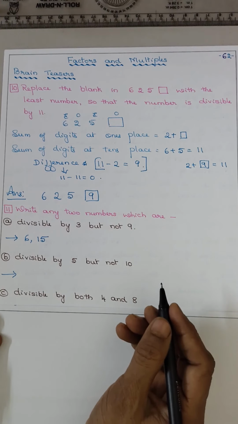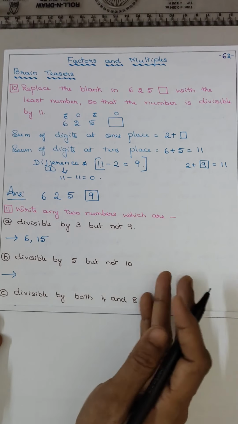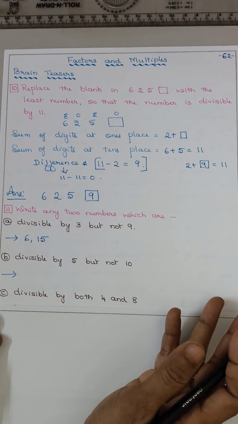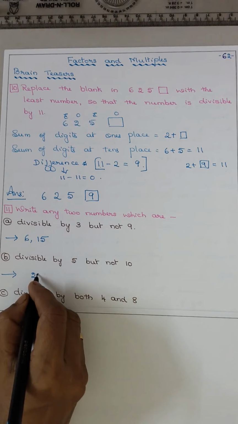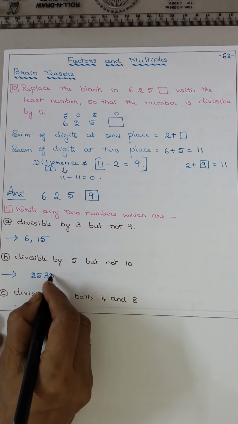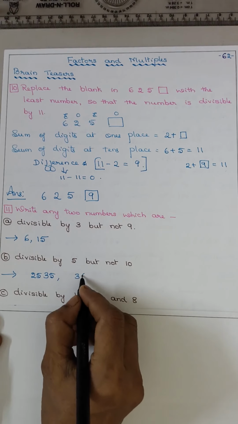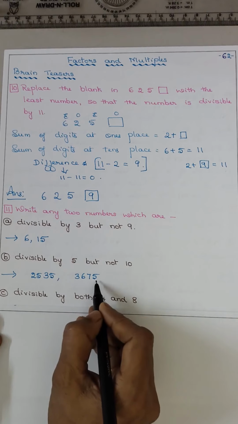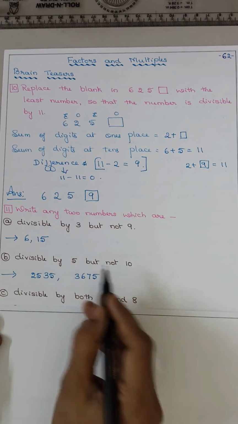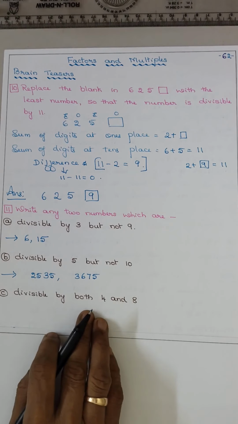छोटा नंबर लेंगे तो बड़ा नंबर भी ले सकते हैं. 5 के लिए एंडिंग विथ 5, 10 के लिए एंडिंग 5 विद 0. सो इट इज 25, 35. बड़ा नंबर आप लोग ले लो और इधर 3675. Any number ending with 5 is divisible by 5 but not by 10. Divisible both by 4 and 8.